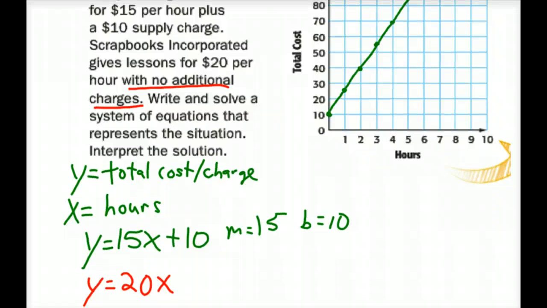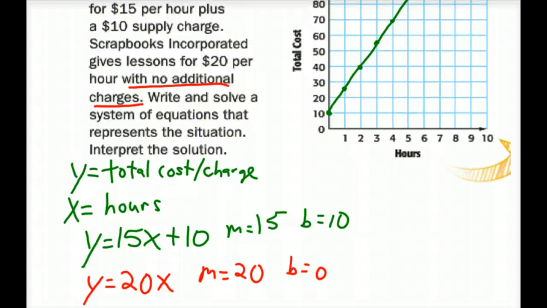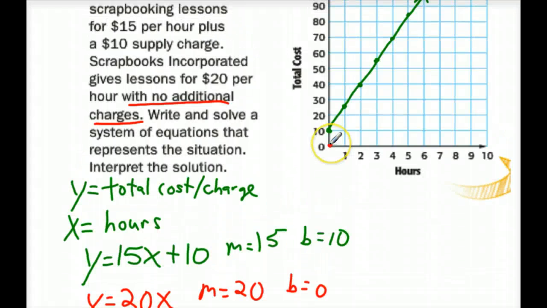What's the slope of that second line? 20. What's the y-intercept? 0. Nice. Don't be scared or intimidated, guys, when there's nothing there. The y-intercept is 0. It's not a big deal. Does everybody agree that that second line goes through the origin? Yes. Bottom left. And then it's got a slope of 20. So I'm going to go up 20 and over 1. Up 20, over 1.